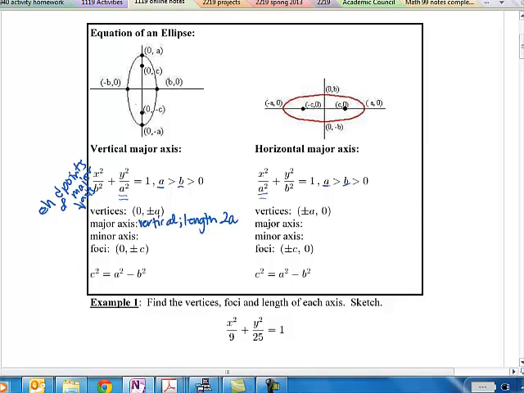On the minor axis, which would be the horizontal axis, the endpoints for that axis are going to be on the x-axis, so y is 0. And notice if y is 0, then I have x squared over b squared equals 1, so x would have to be plus or minus b. So the endpoints would be negative b, 0 and b, 0. It's going to be horizontal, and the length would be 2b.